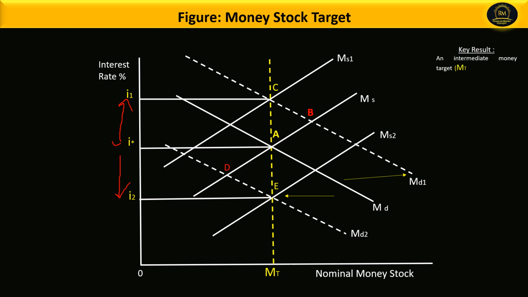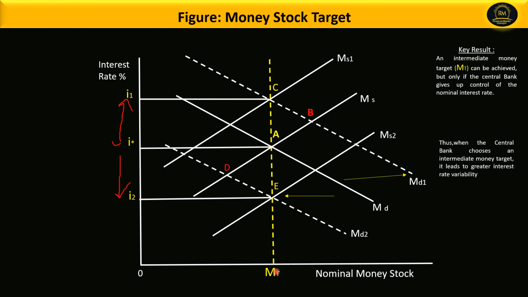So we can see here that the intermediate money stock target can be achieved, but only at the cost of the interest rate. That means the money target can be achieved only if the central bank gives up the control of the nominal interest rate. This shows that when the central bank chooses an intermediate money target, it leads to greater variability in the interest rate, a high volatility in the interest rate.